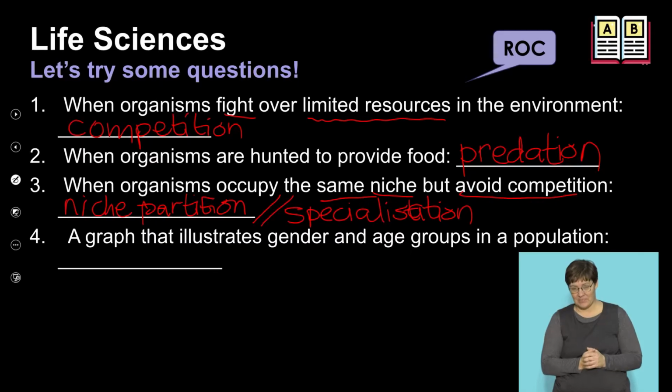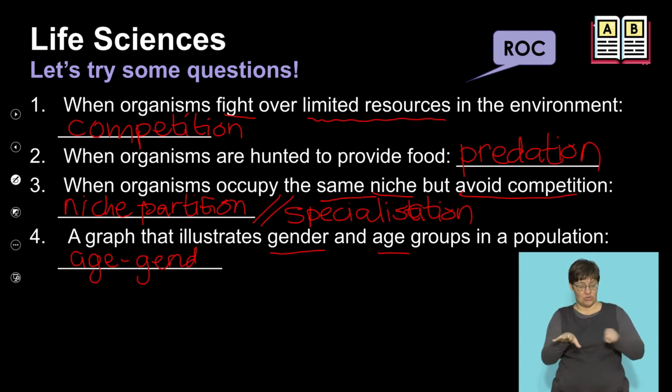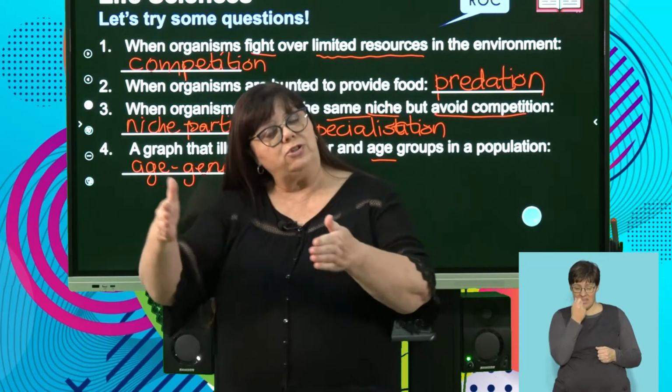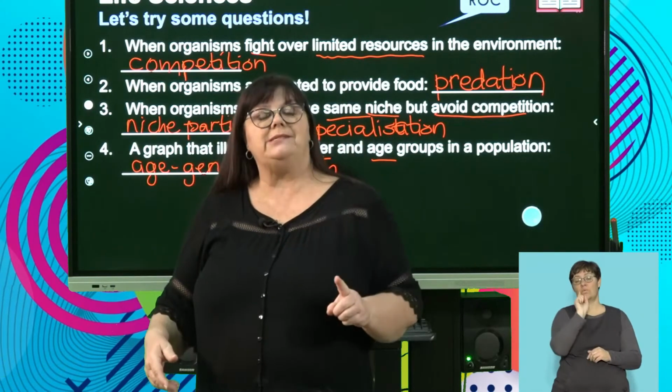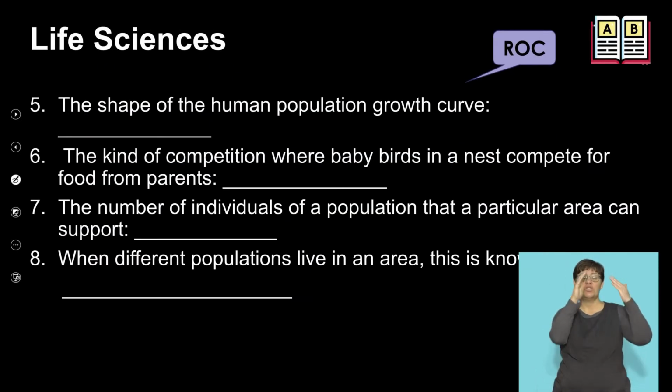Let's move on. A graph that illustrates gender and age groups in a population. Once again, we could call this an age-gender distribution or an age-gender graph, or we could call it an age-gender pyramid. All of those terms are correct. You just supply one term.